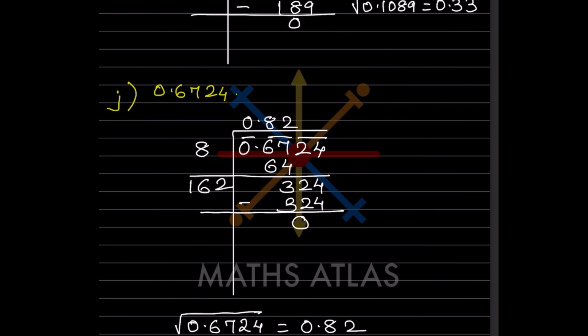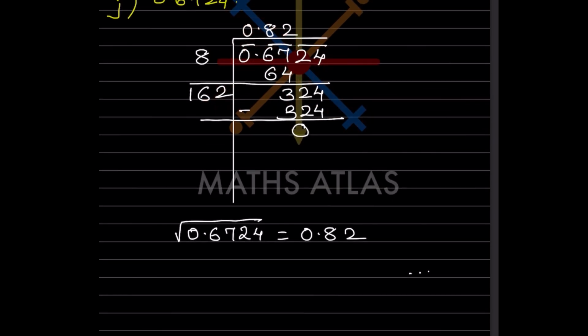Again here, it will be 0 point first we will take because this is 0. Now you will take 67. 8 8s are 64. 8 plus 8, that is going to be 16. So here 3 and these two numbers down. So 2 2s are, that will be 324. So here it will be 0.82.